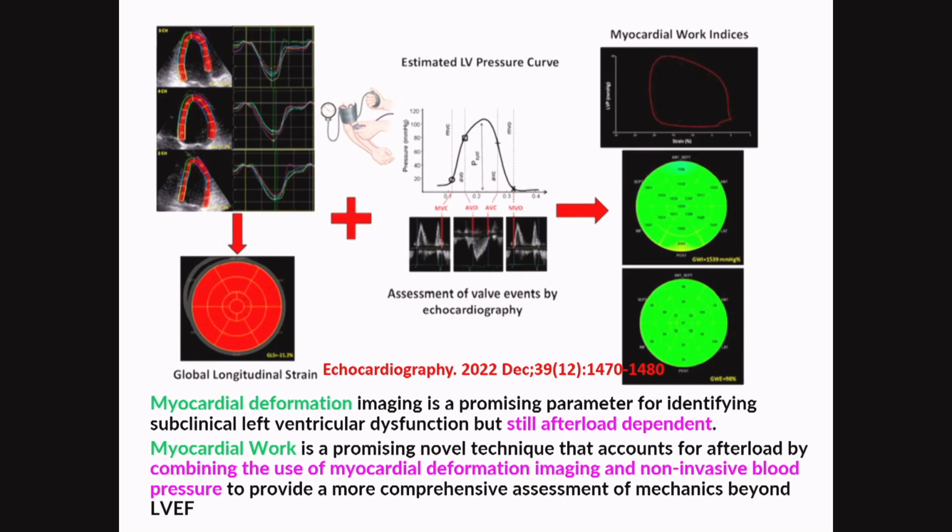information. So why? Because myocardial deformation, or getting the strain imaging, is still afterload dependent. So to overcome this, people combined the use of myocardial deformation imaging with non-invasive blood pressure monitoring, and they got what's called myocardial work, as it is here.